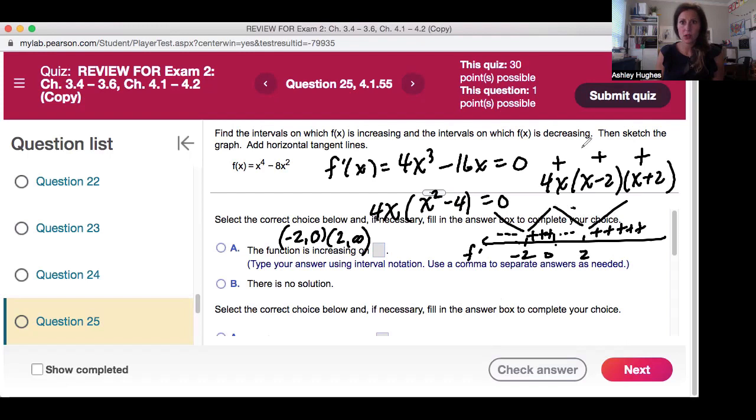If I need to draw, it says sketch a graph. I would find the x-intercepts. So factor out x squared. I'm left with x squared minus 8. So we have x equals 0 and then plus and minus root 8. I know it's a quartic, and then I know at -2, I have a min, and at 2, I have a min. So something like that.